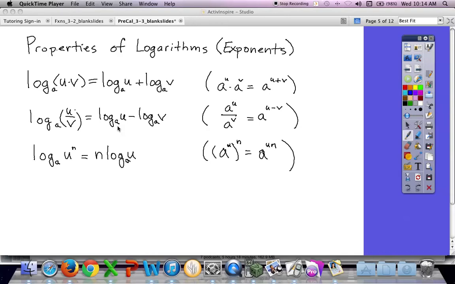We explained that in terms of exponents. So really, these properties of logarithms are really the properties of exponents. It's the same thing. That's why we did this, right? To create these things that work this way.